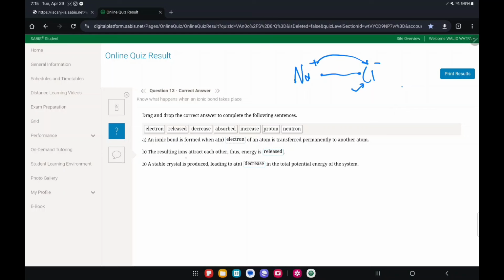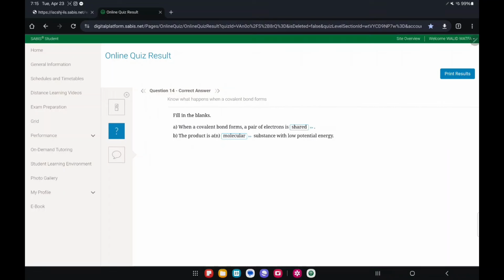So the resulting ions attract each other, thus energy is released. You're always releasing energy whenever forming a bond. And a stable crystal is produced, and since it's stable, that means the potential energy will always be low, so it's obviously going to be decreased. If it's stable, that means low potential energy.